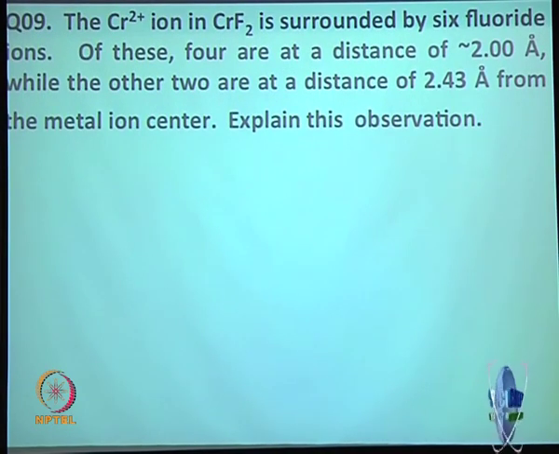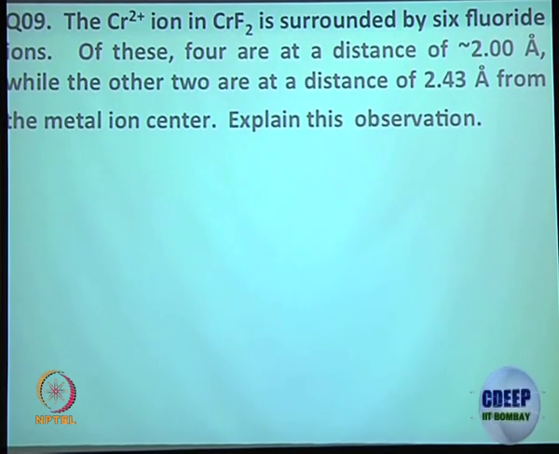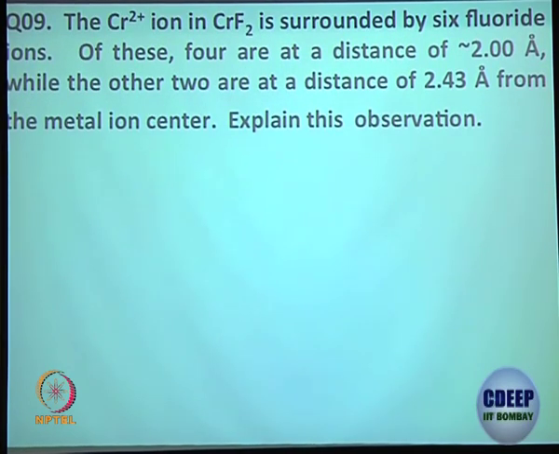Okay, now the chromium 2+ ion in CrF2 is surrounded by 6 fluoride ions. The statement is clear cut. It is CrF2 we are saying, but it is surrounded by 6 ligands, 6 fluoride. Of these, 4 are at a distance of 2 angstrom, and the other 2 are at a distance of 2.43 angstrom. Explain this observation.